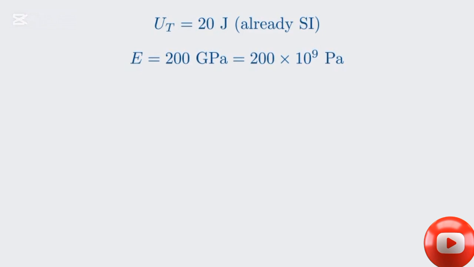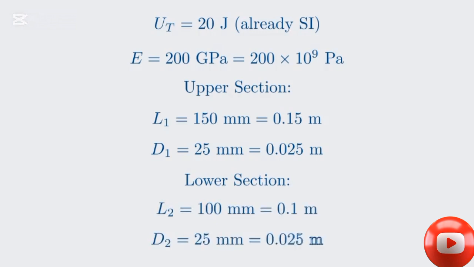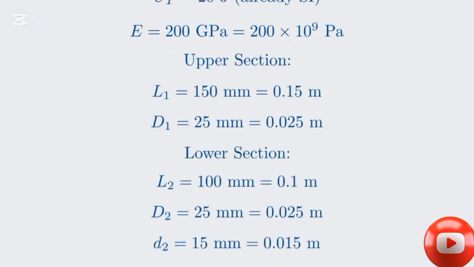Now let's convert the lengths and diameters from millimeters to meters. Upper section length L1 is 150 millimeters, which is 0.15 meters. Its diameter D1 is 25 millimeters, or 0.025 meters. Lower section length L2 is 100 millimeters, or 0.1 meters. Its outer diameter D2 is 25 millimeters, or 0.025 meters. And the inner hole's diameter is 15 millimeters, or 0.015 meters.